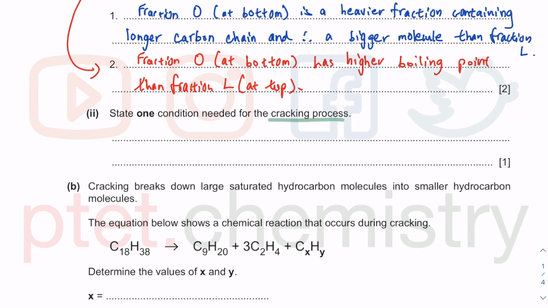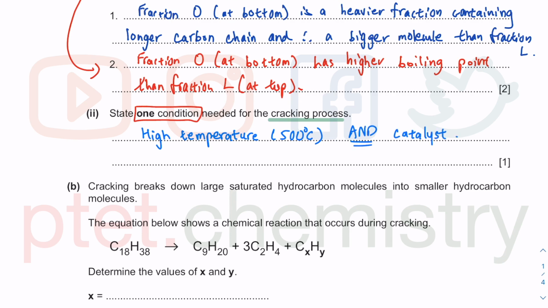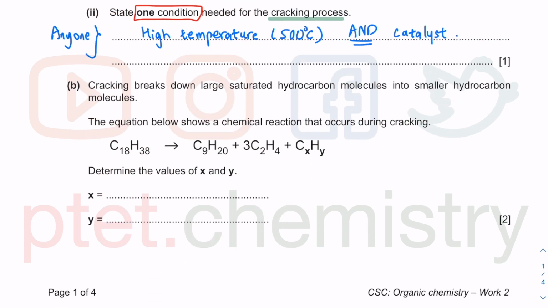We talk about cracking next. They just want one condition. So one thing that is very clear, as I mentioned earlier, you do need very high temperature. This is around 500 degrees Celsius, so heat at very high temperature. But then you should also know that we do need a catalyst for that reaction to occur. But they just need one, so any one will do. Sometimes they do ask for 2, so make sure you know 2 of them as well.